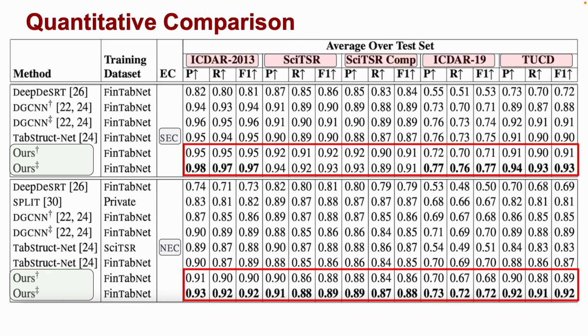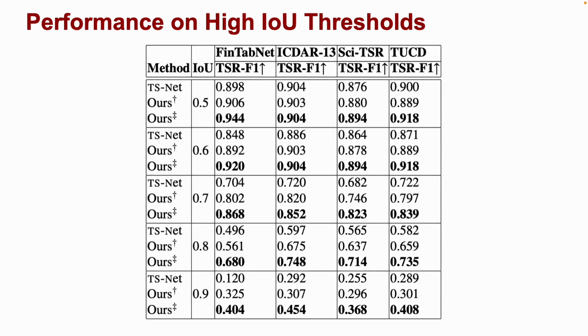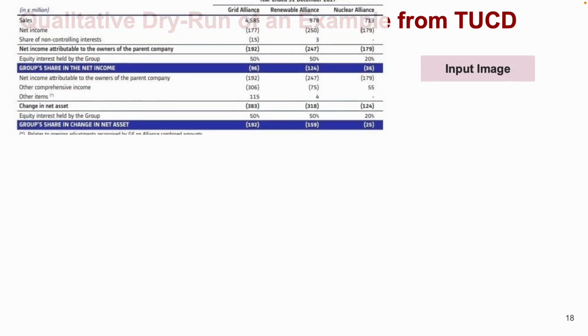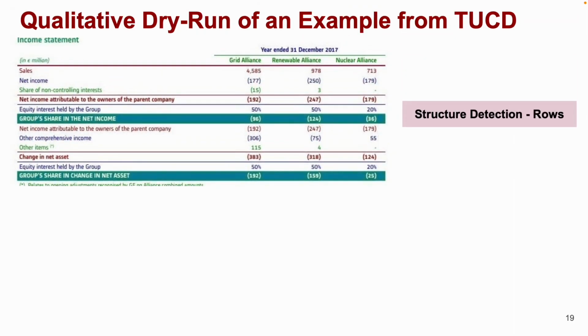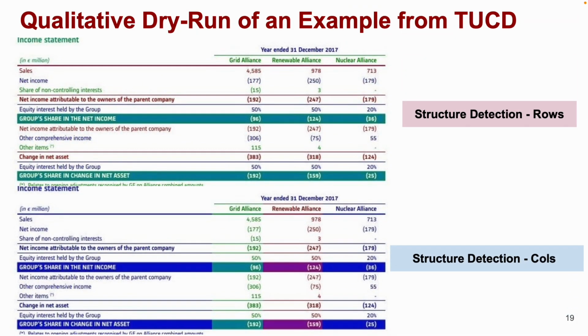Quantitative results clearly demonstrate the superiority of our method against previously established benchmarks. More interestingly, it is on high IoU thresholds that our method really shines. This is particularly important for table structure recognition as we precisely want to capture the content. Here is a visual demonstration of the cells detection through our approach. And here is a visual demonstration of structure showing rows on the top and columns right below it.